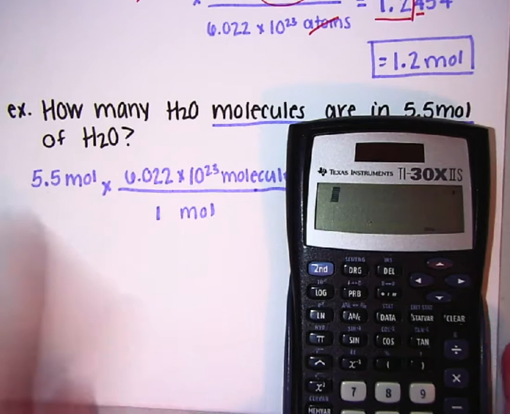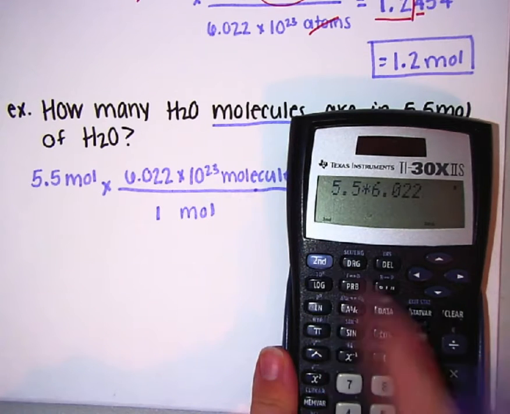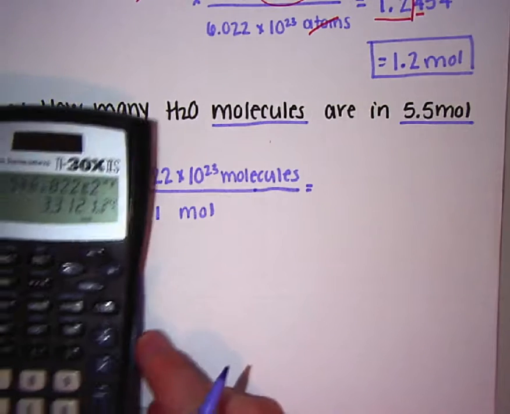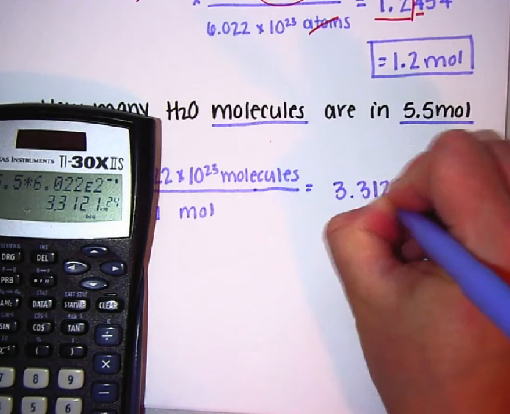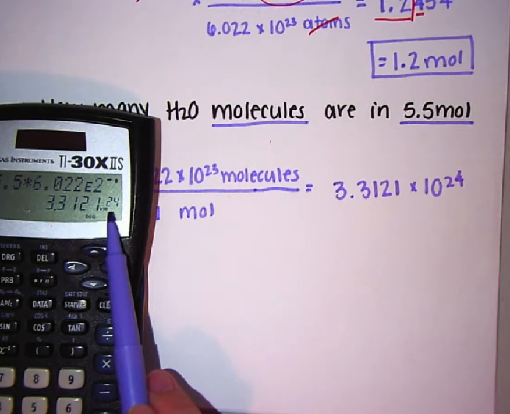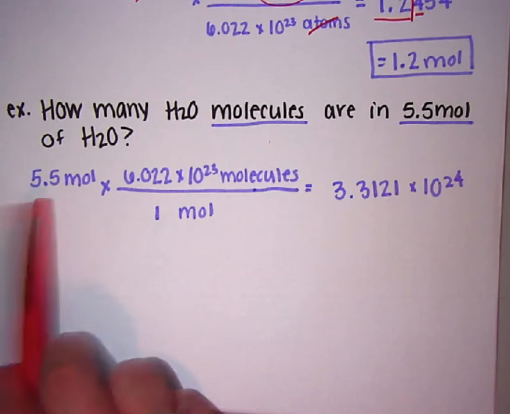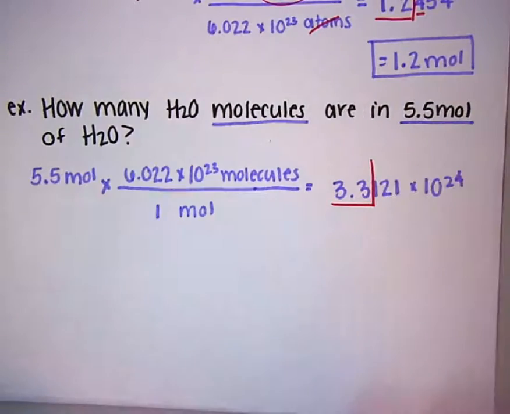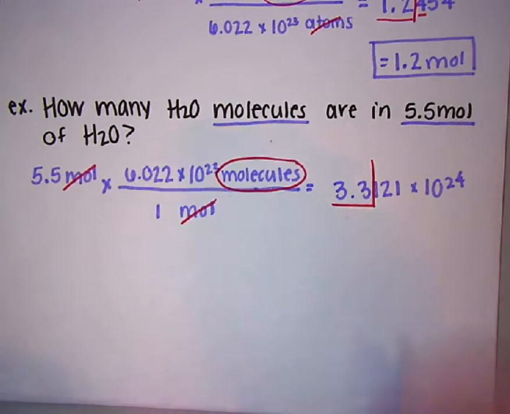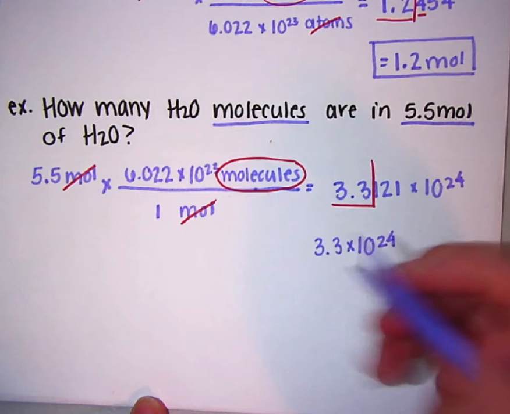Both numbers are in the numerator, so again, you multiply across the top. 5.5 times 6.022, second, E23. And I get 3.3121 times 10 to the 24th. Don't forget your times 10. All right, last 2 things. After every single calculation, you need to round to the appropriate number of significant figures. The given has 2 sig figs. My answer gets 2 sig figs. And then your answer needs units. So my final answer, 3.3 times 10 to the 24th molecules.